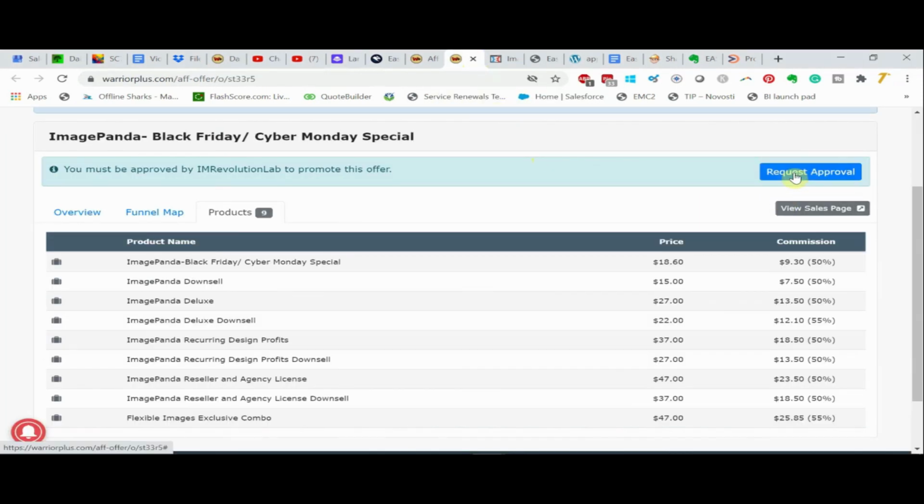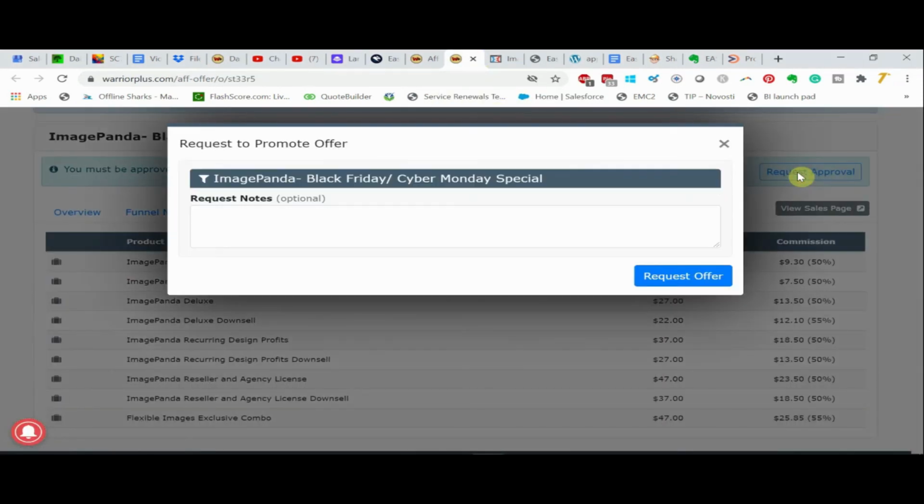We go back here and you just click on request approval, and you get this section open where you need to write your request notes. And this is a whole other subject, because there is a right way of doing it and a wrong way. And unfortunately, 95% of newbies do it the wrong way. And we're going to be talking about this in our next video.